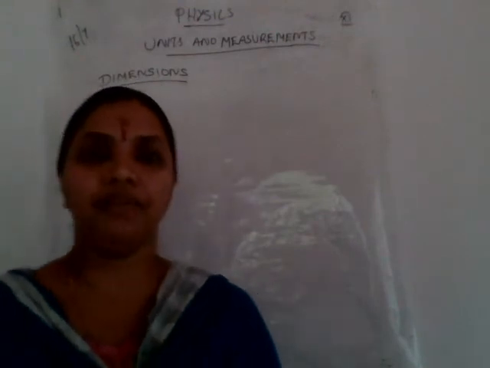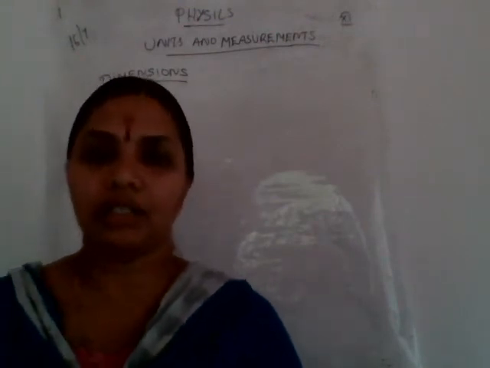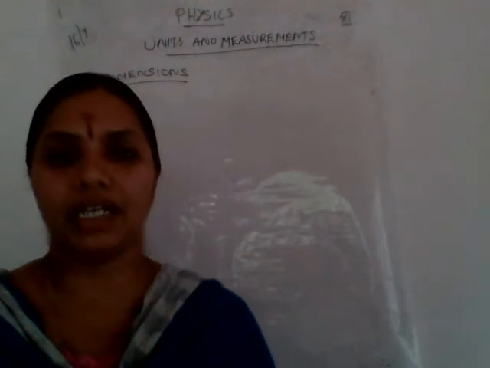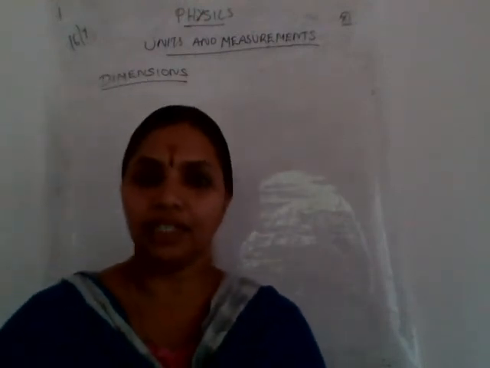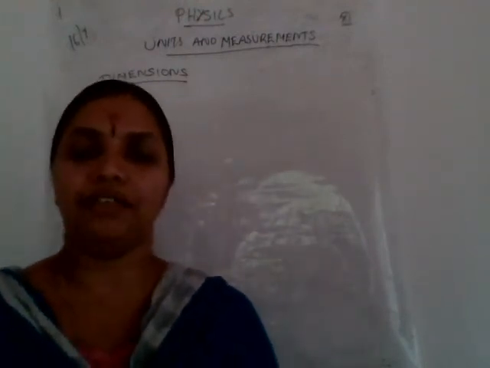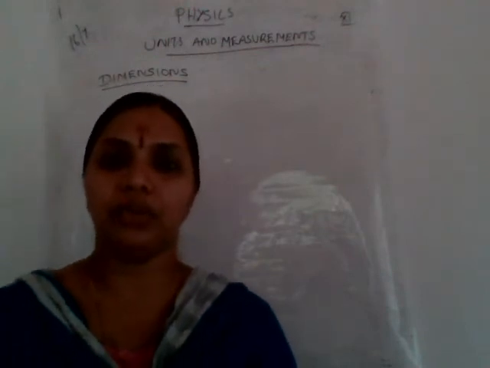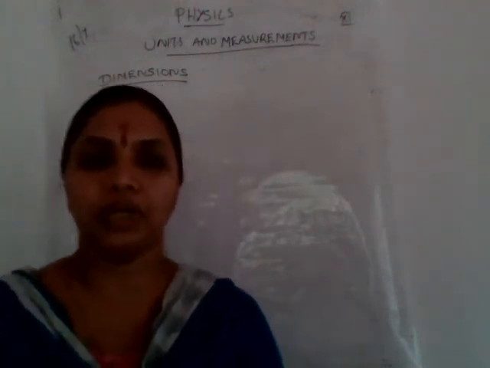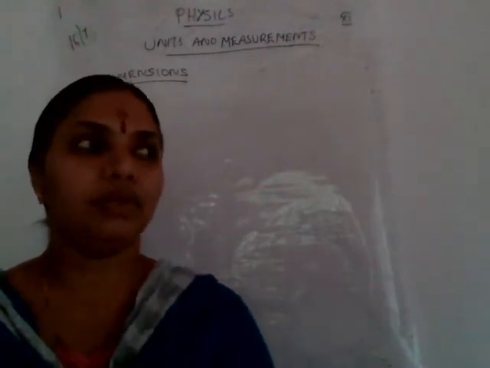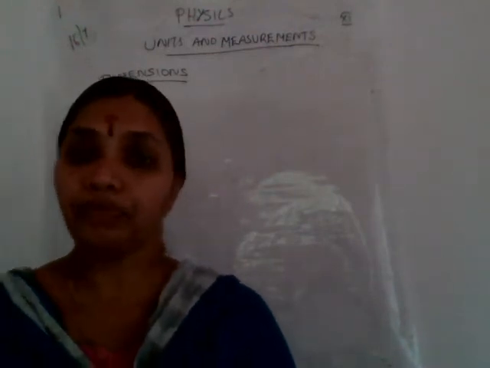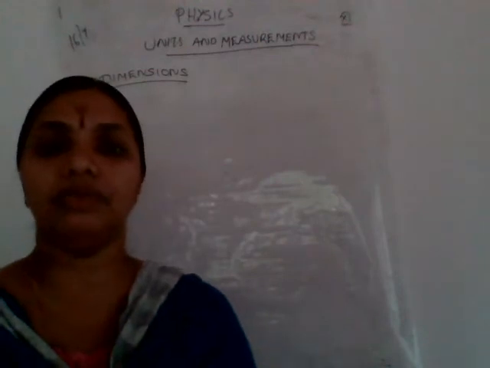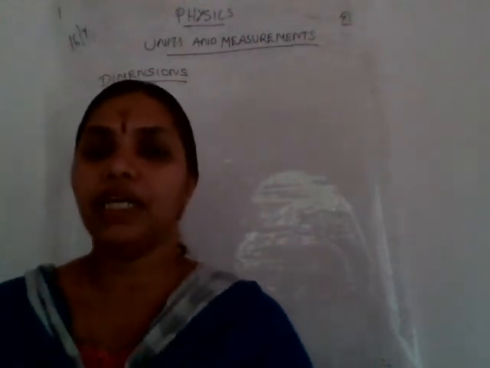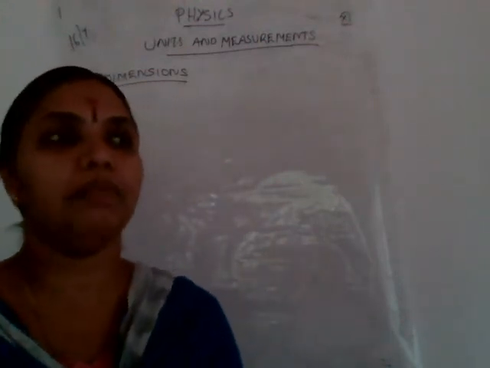First one is, if you know this dimension, or based on the dimension analysis, we can convert a physical quantity from one system of unit to another. Okay, one system of unit to another. For example, we know the physical quantity in CGS system, that is force. Okay, force we know in CGS system, that is gram per centimeter.